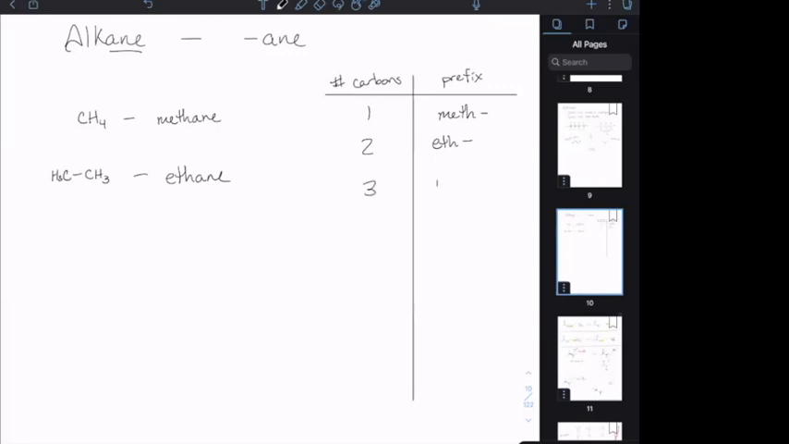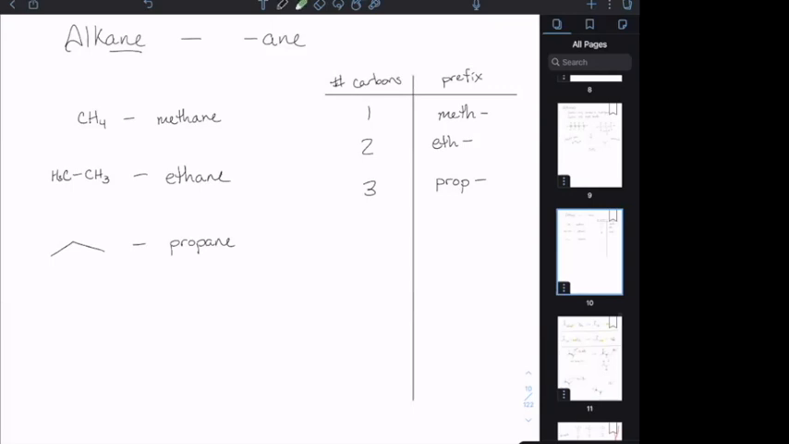Three carbons is prop. I'm going to draw it as the bond line structure here. This would be propane, right? So you might have a propane grill. What's in that little tank that you get refilled is this three-carbon alkane here.